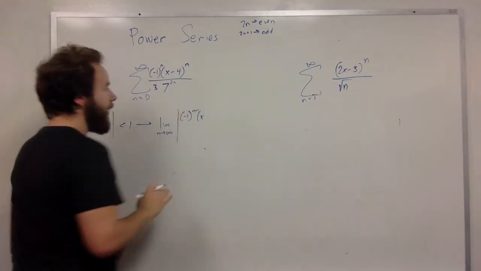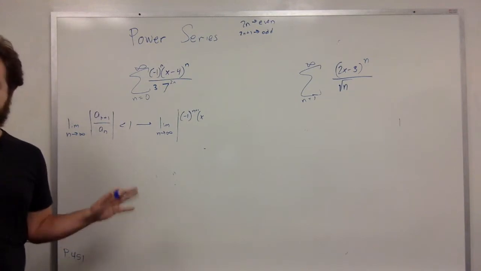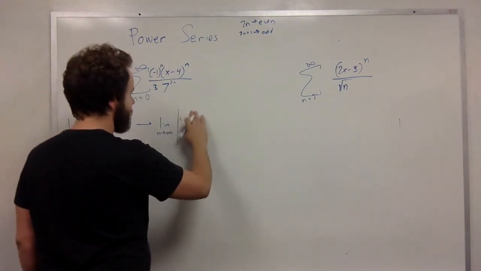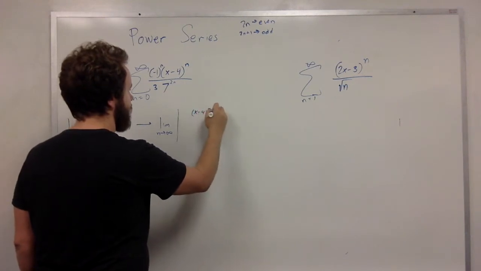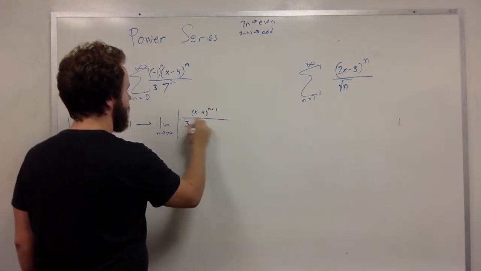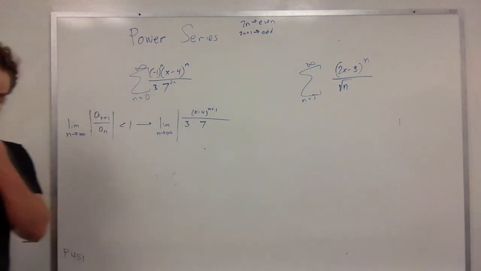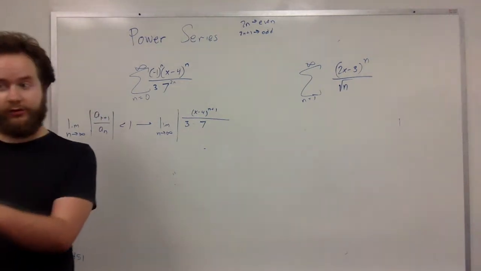But again, you know what? I'm not even going to bother writing the -1 to the n, because it's inside absolute value, no point in writing it. We're going to get rid of it. So we have x minus 4 to the n plus 1 all over 3 times 7 to the what power? And 2n plus 2. 2n plus 2, good.